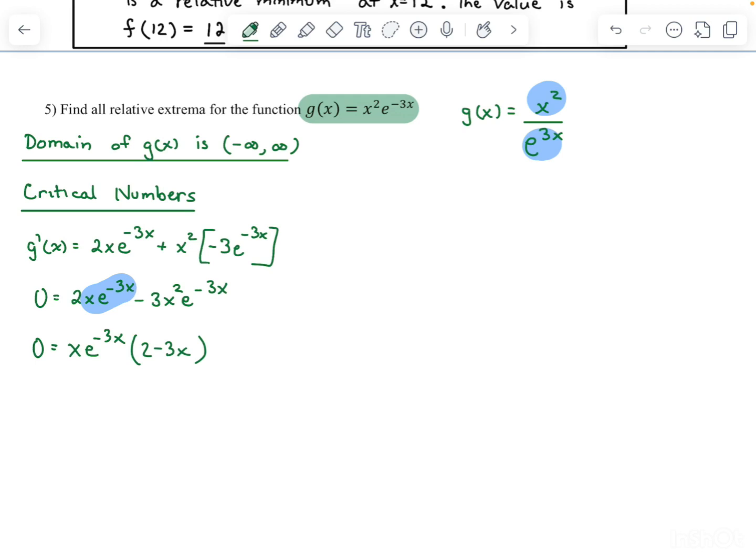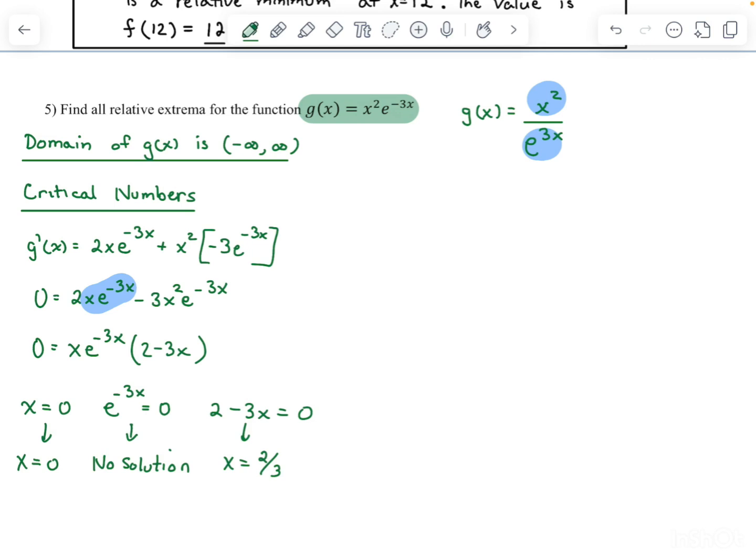Now I'm going to set the three factors equal to 0. So we have x is equal to 0, e to the negative 3x is equal to 0, and 2 minus 3x is equal to 0. For the equation on the left, x is already equal to 0, so there's nothing to do. For the equation in the middle, there is no solution. And for the equation on the right, x is equal to 2/3. Since 0 and 2/3 are in the domain of g, we can conclude that they are critical numbers.